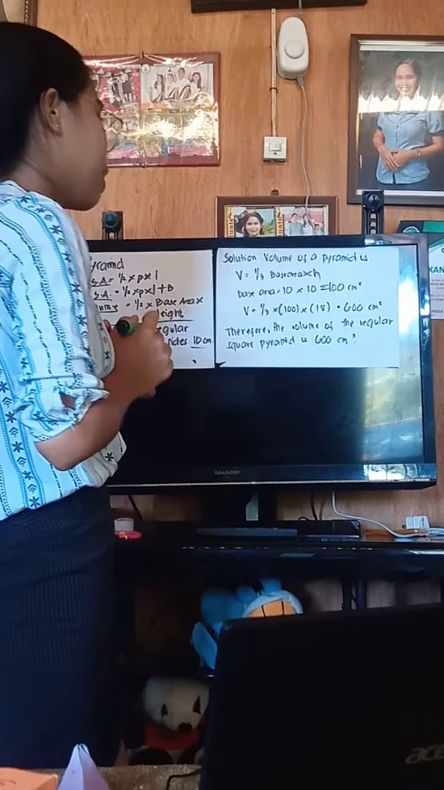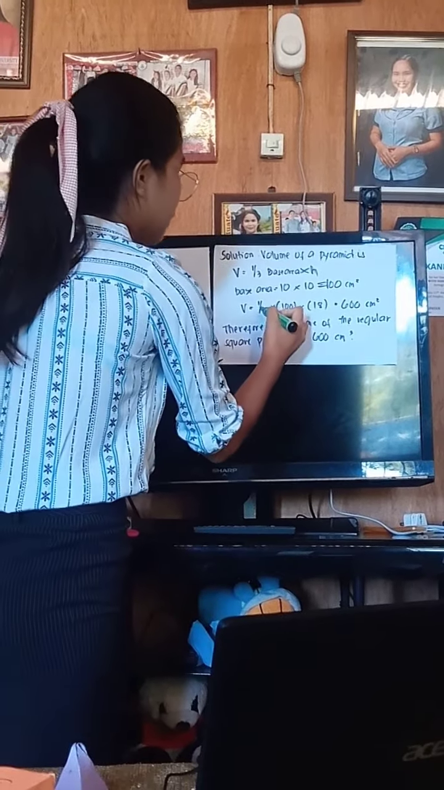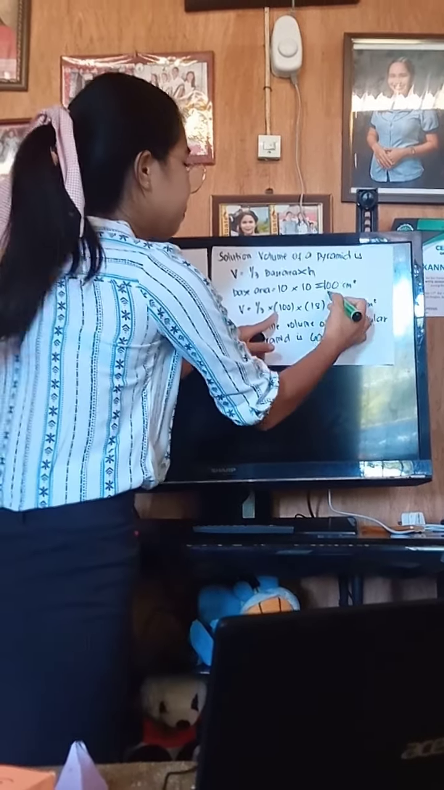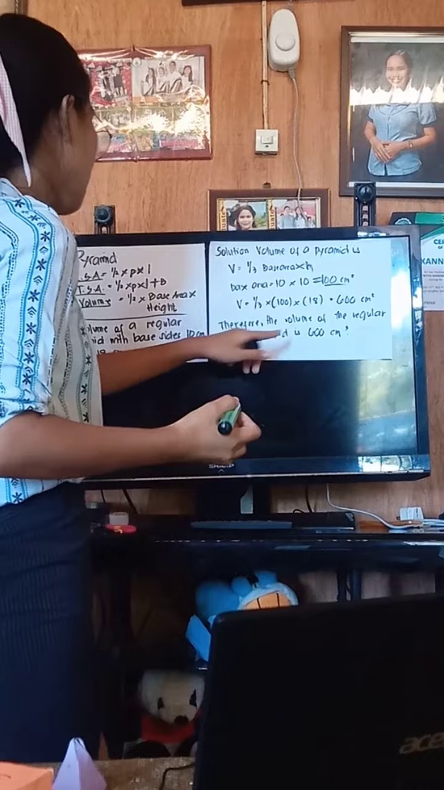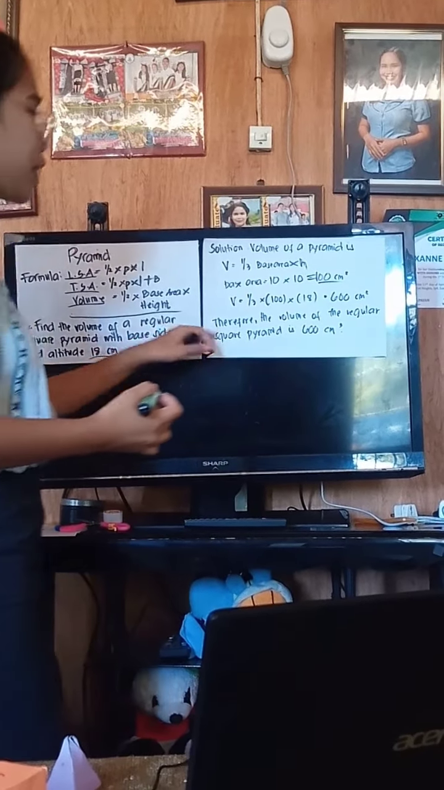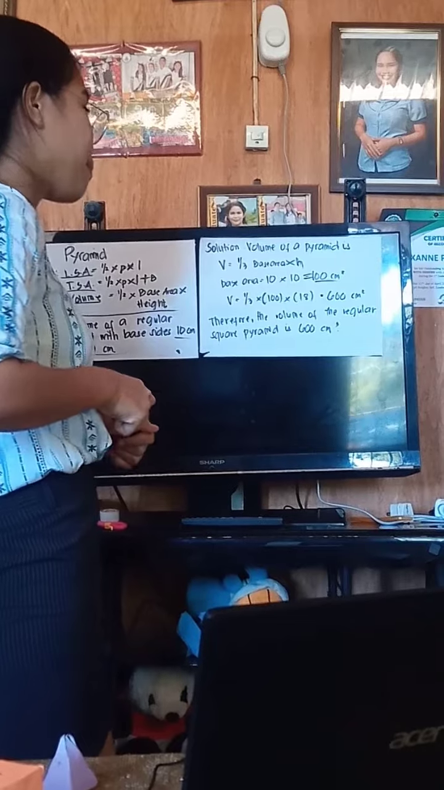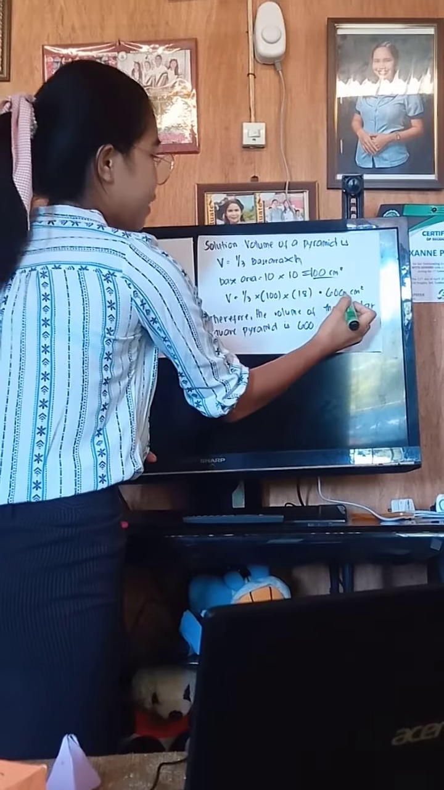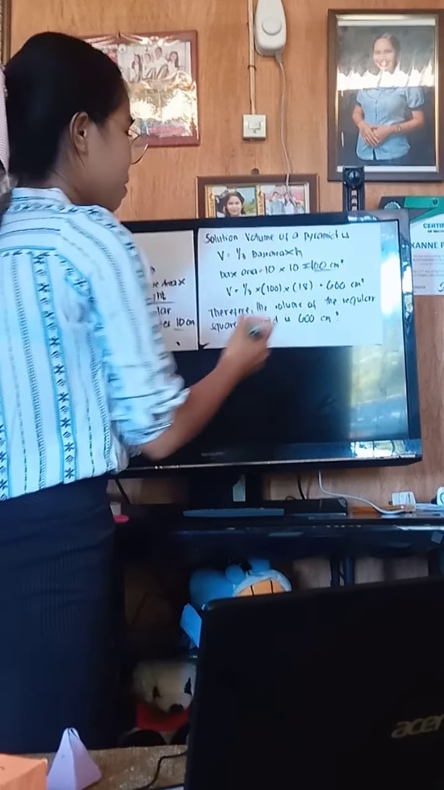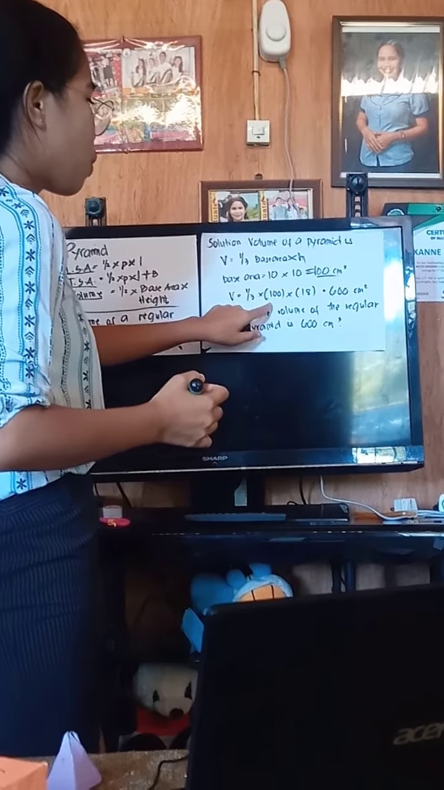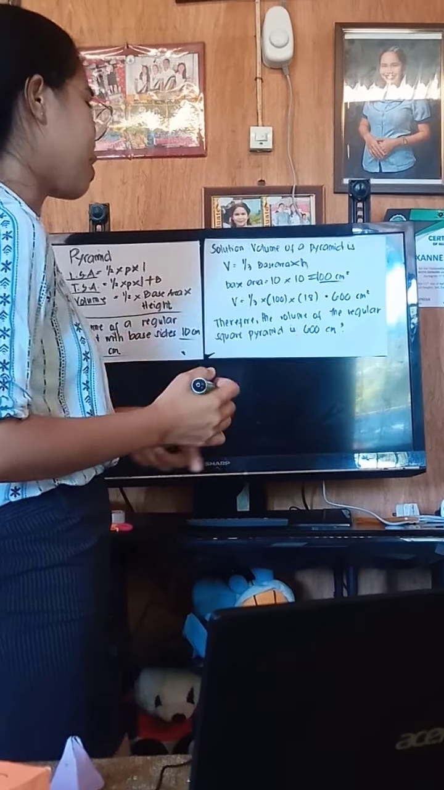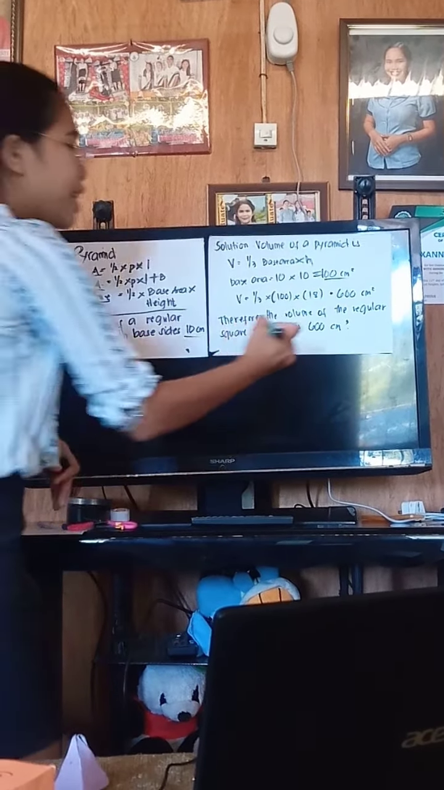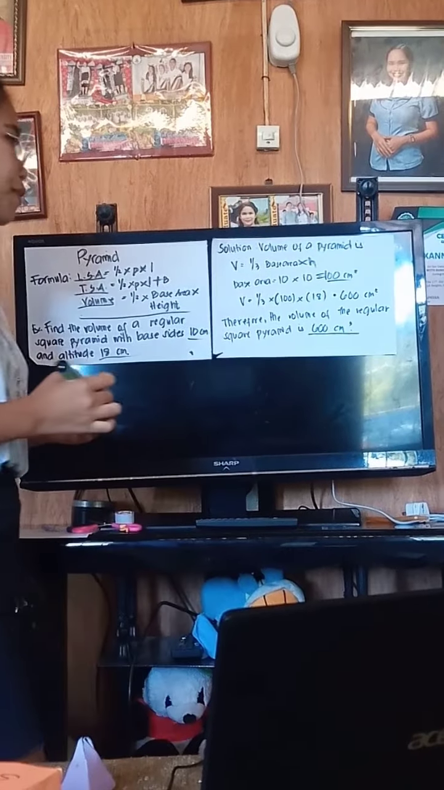So the volume equals 1/3 times 100, which is our base area, times 18, which is the altitude. When we calculate it, 1/3 times 100 times 18, the answer is 600. Therefore, the volume of the regular square pyramid is 600 cubic centimeters.